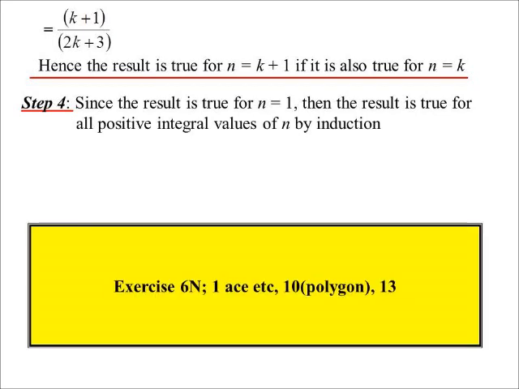All right, I've picked some out of 6n. These ones are all series ones. Number 10's interesting because it's to do with a polygon. You sort of got to set that one out a little bit different. So I'll leave you to that one.